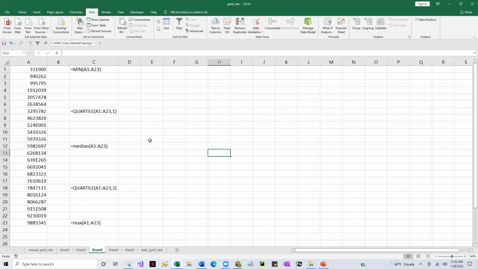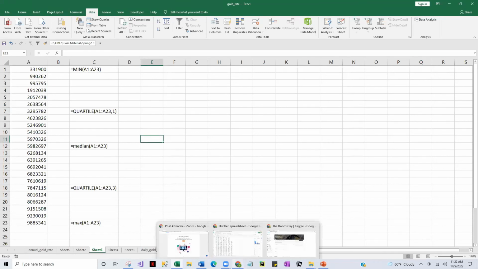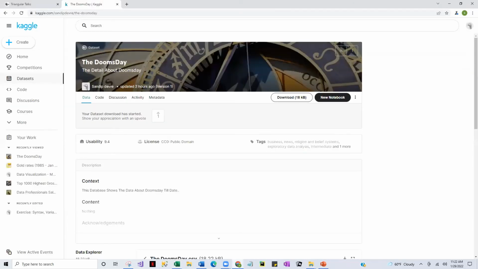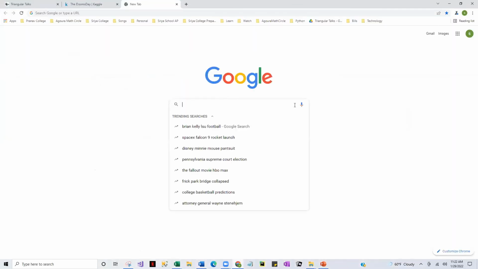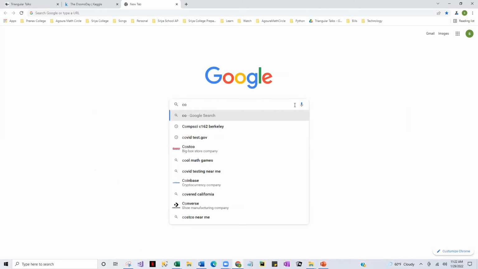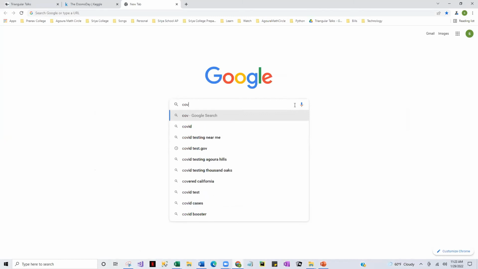Can we move to the histogram? Yes. Okay, let's move to histogram. Before moving to histogram, I want to show you certain data sets or certain places where we have them. Have you ever been to this website?